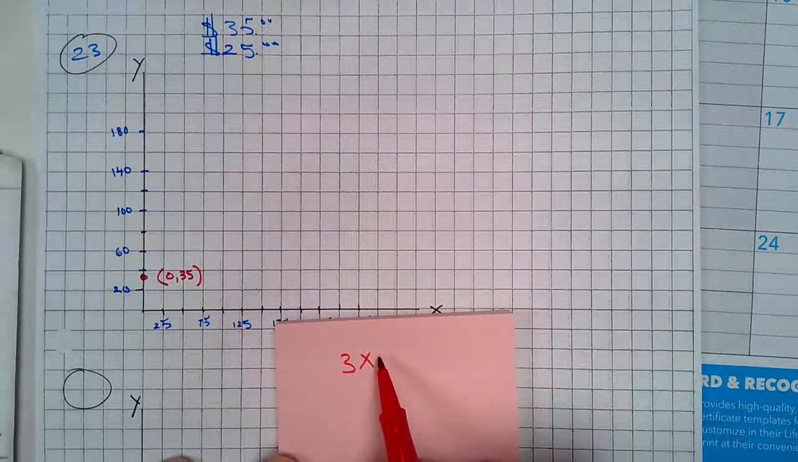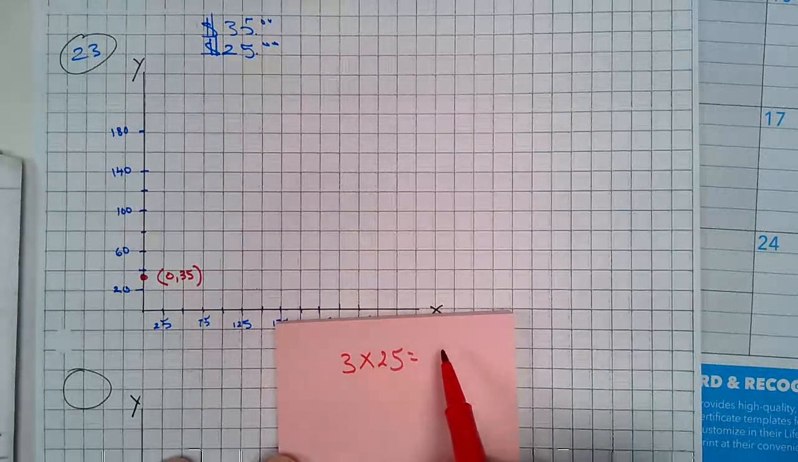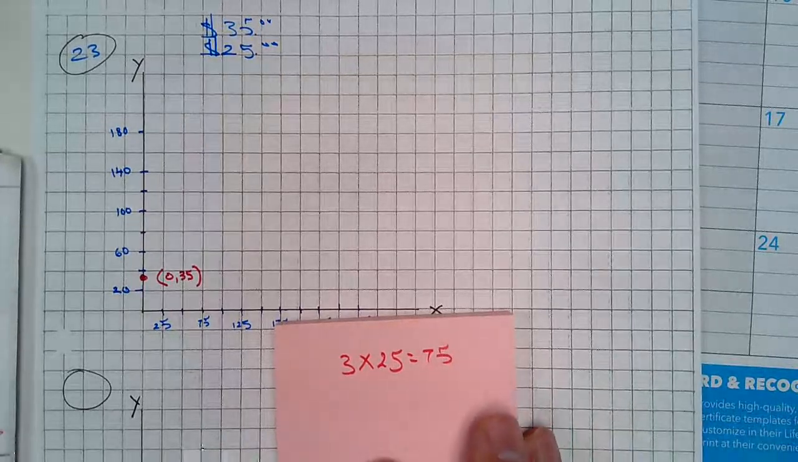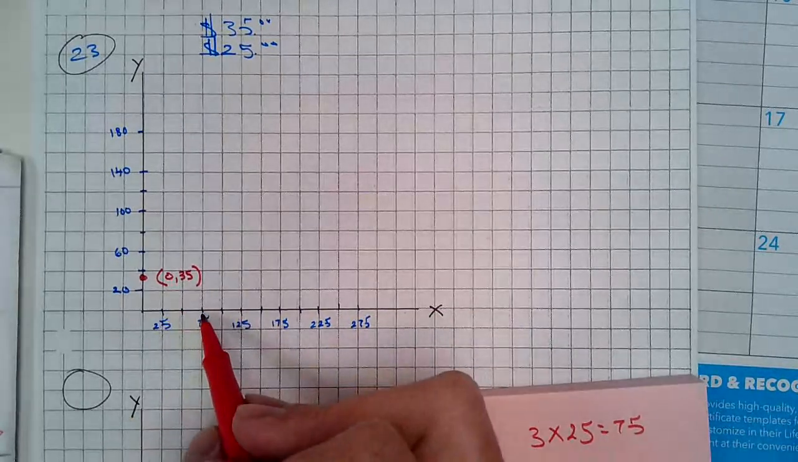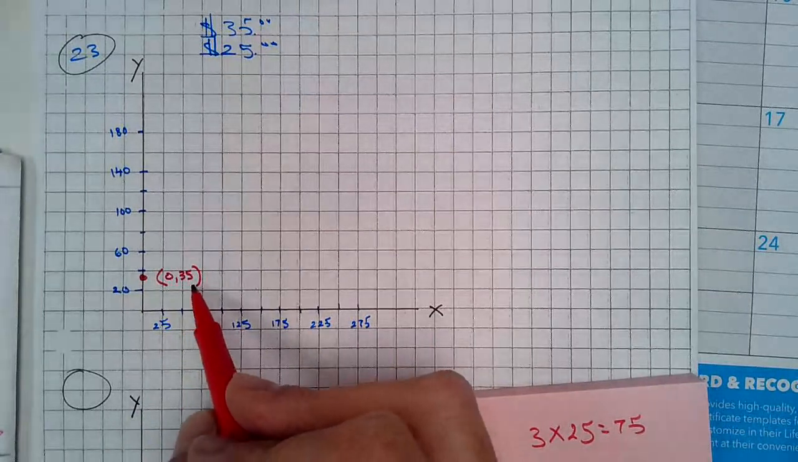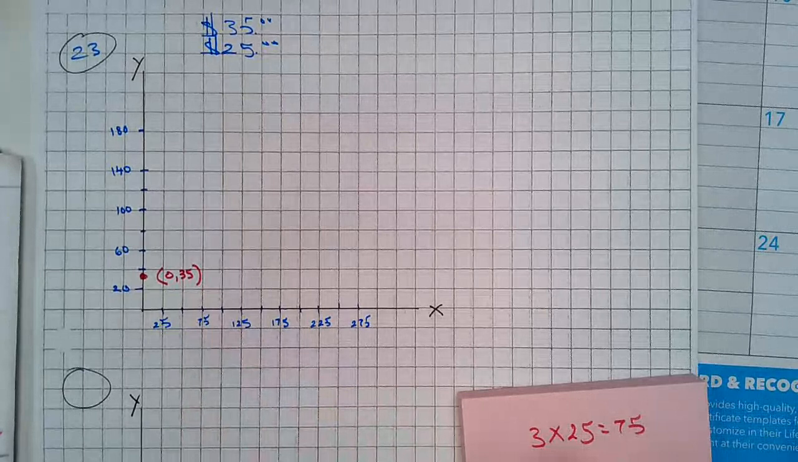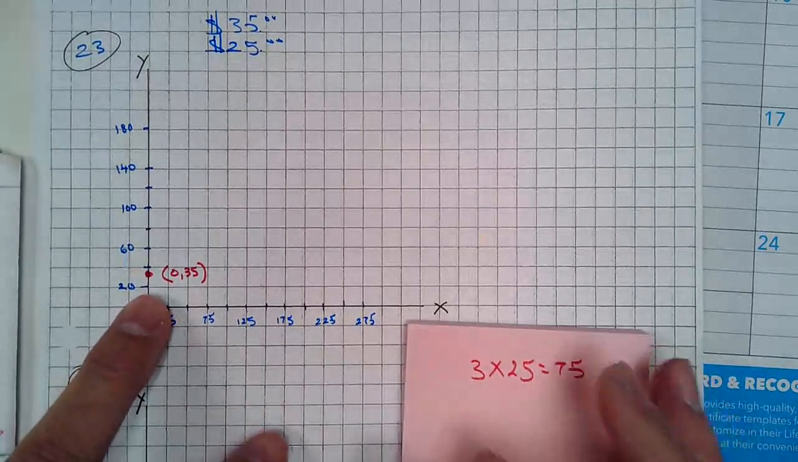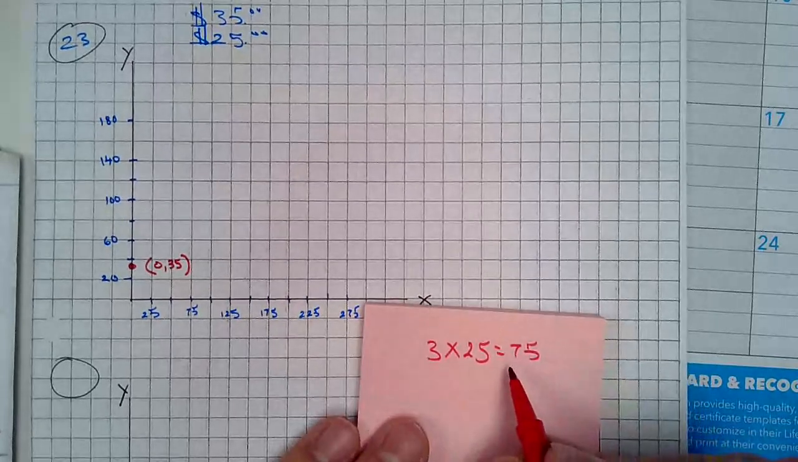25. So what's 3 times 25 equal? Think of it in terms of quarters. 75. That's right. All right. So I'm going to start at 75. And so I'm going to add 75 to what? 35. Yeah, 75 and 35.